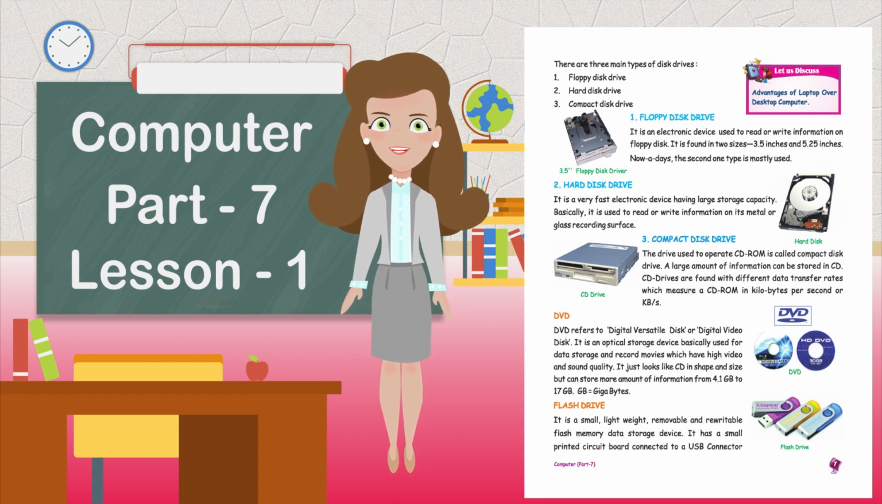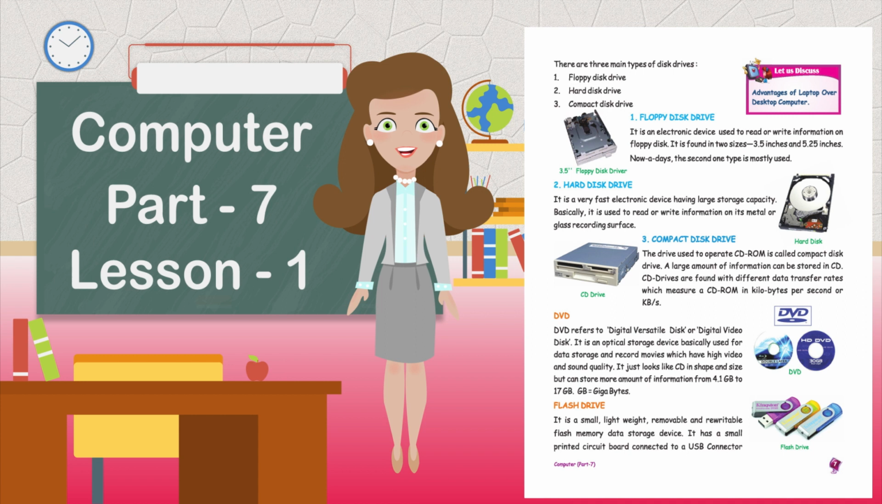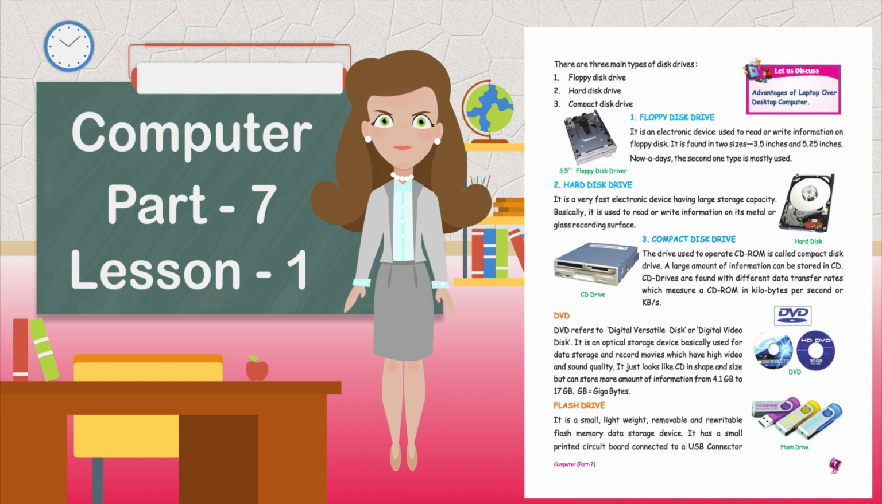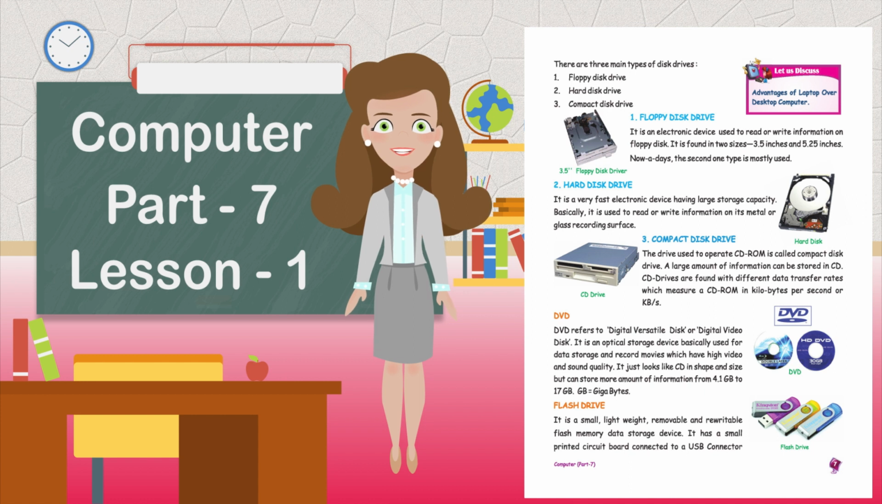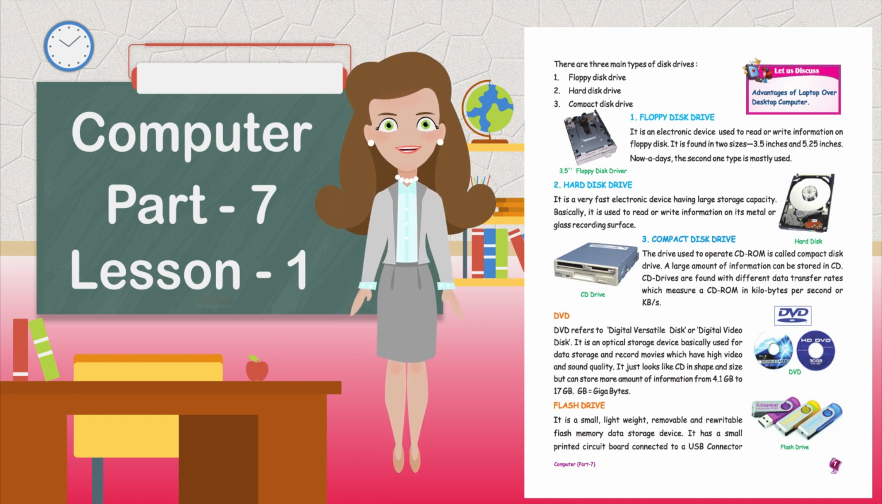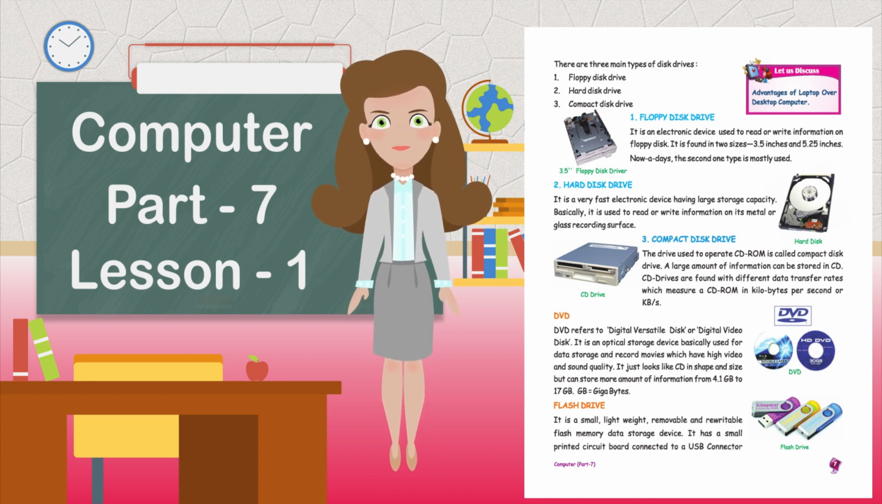DVD. DVD refers to digital versatile disc or digital video disc. It is an optical storage device basically used for data storage and to record movies which have high video and sound quality. It just looks like a CD in shape and size but can store more information, from 4.1 GB to 17 GB. GB equals gigabytes.